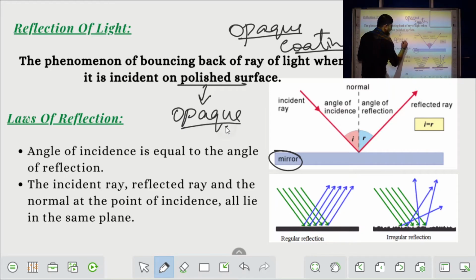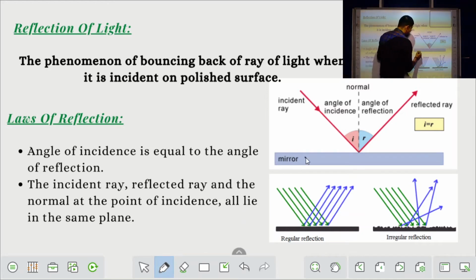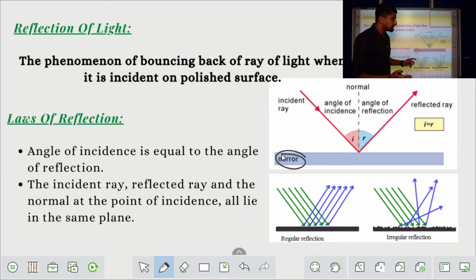If a light falls on that polished or opaque surface, the light will bounce back. But how does it bounce back? Is there any criteria for that? Obviously yes. We have a criteria and we call it angle of incidence and angle of reflection. As you can see in this diagram, this mirror, as I told you, is an opaque object due to the coating they have done. It is completely polished and has become an opaque substance.